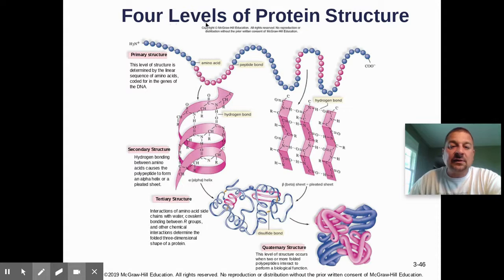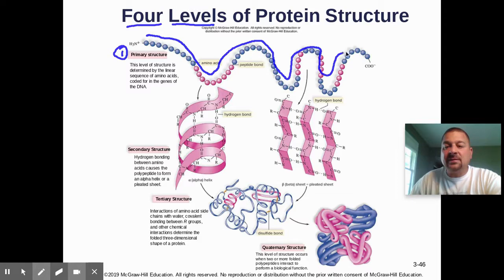This slide is just showing more of a visual of those 4 levels. With right here being primary structure. So again, you just see like a long snake or a long chain of amino acids. Okay. Number 2, the secondary structure. We've got 2 of them. Okay. Here's our alpha helix, where you can see it's just coiled up.